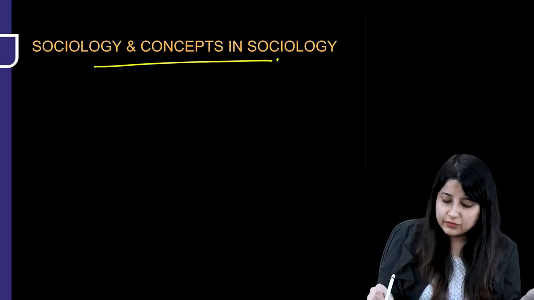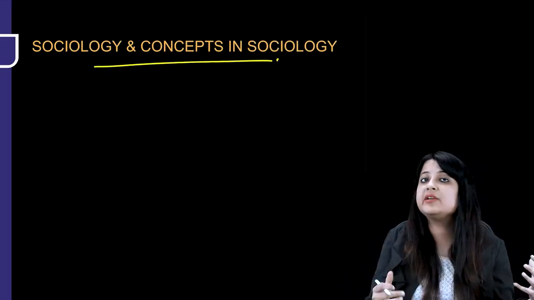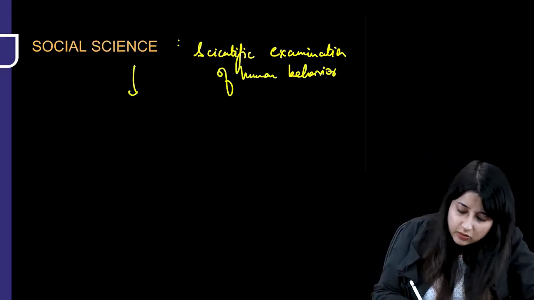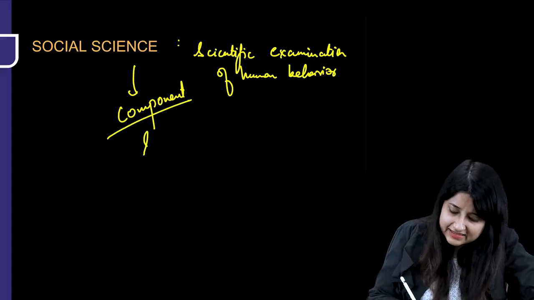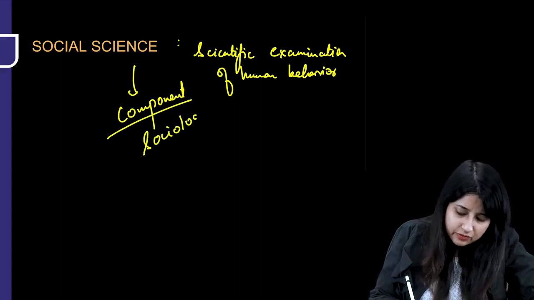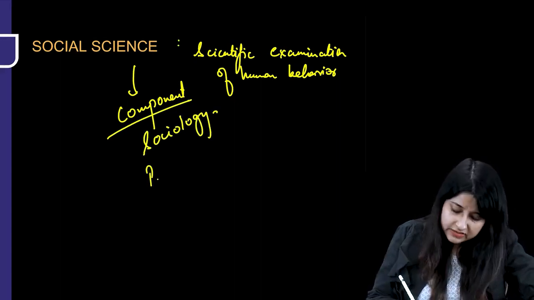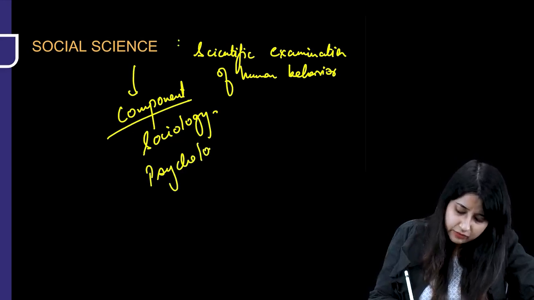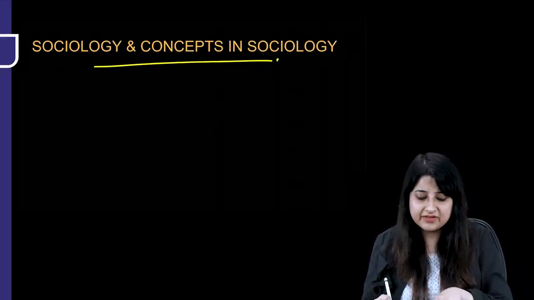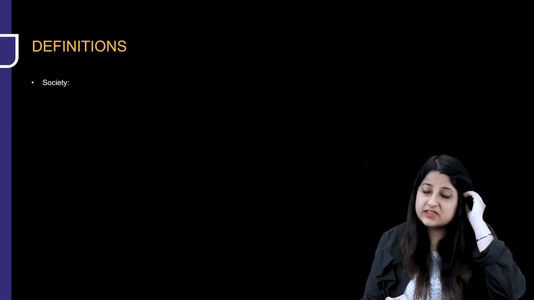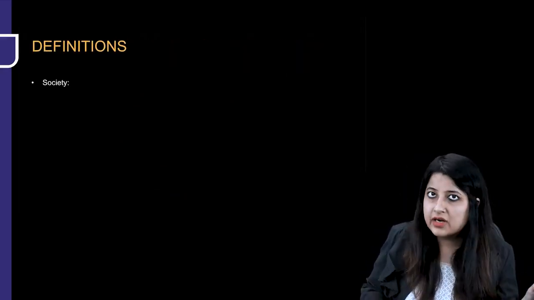So first we'll start with sociology, and a very important component of social sciences is sociology, which you are going to study. Also psychology. These two things we are going to do in detail, okay. All right, so let us start with the common definition. So sociology and concepts. First thing is the common definitions which are asked, okay.